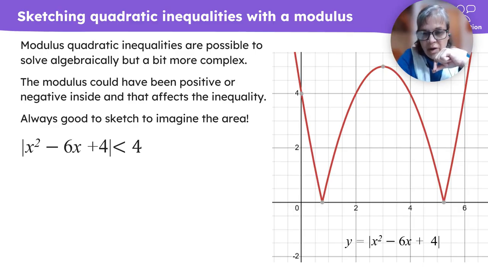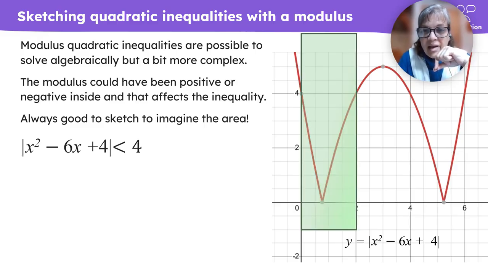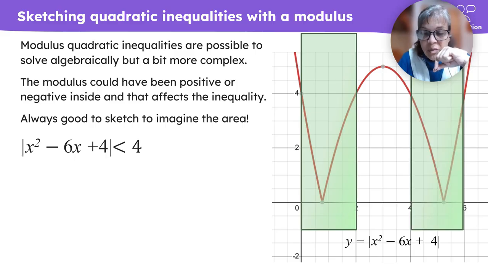If I'm trying to compare this curve affected by the modulus with the value 4, then I compare it to a line that goes across at 4, and I could see that where it is below the line y equals 4 is in two split regions, here and here, because of the modulus which flips the curve upward. You don't have to do a lot of these in the textbook, but it's good to start to imagine them and start to get familiar with them, okay?